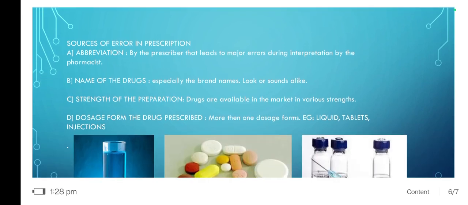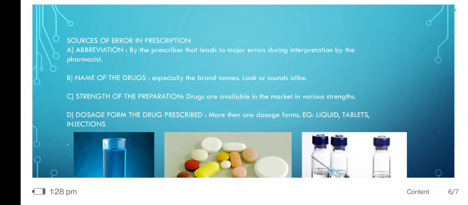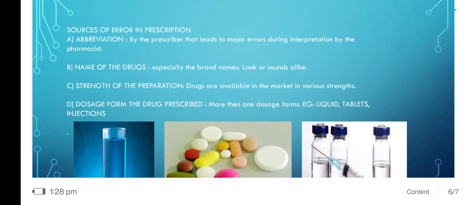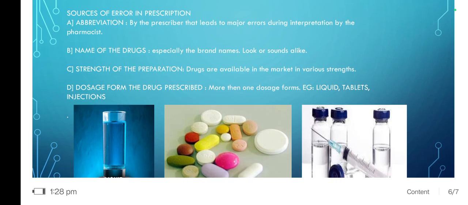Sources of error in prescription. Suppose schedule H drugs: without a prescription, do not buy the drugs; buy them only with a proper prescription, and schedule H drugs are sold accordingly. Sources of error in prescription means any mistakes or errors identified in the prescription.